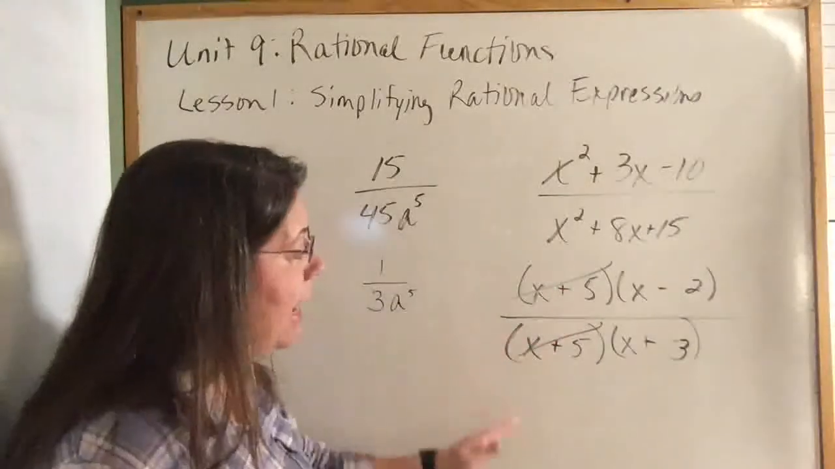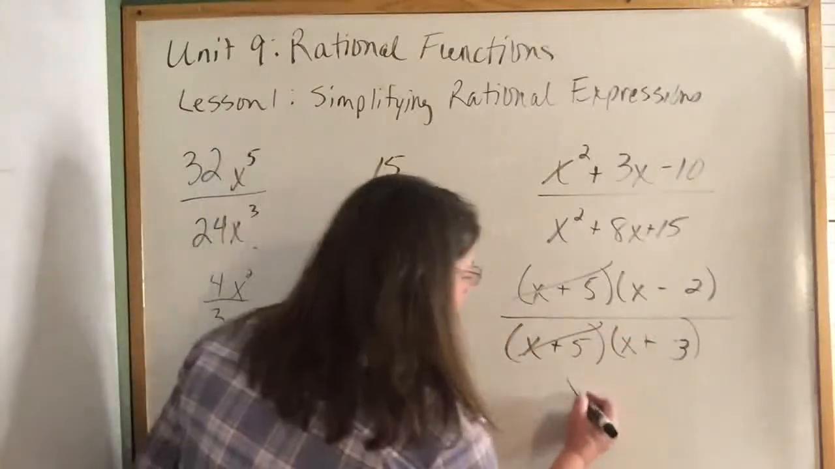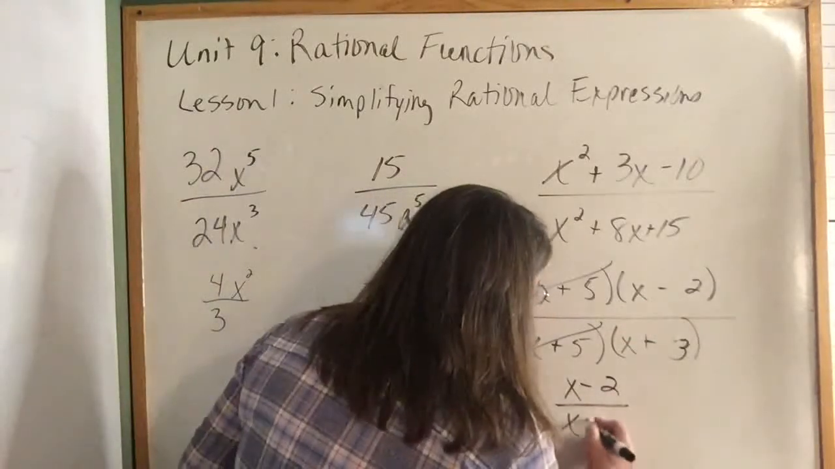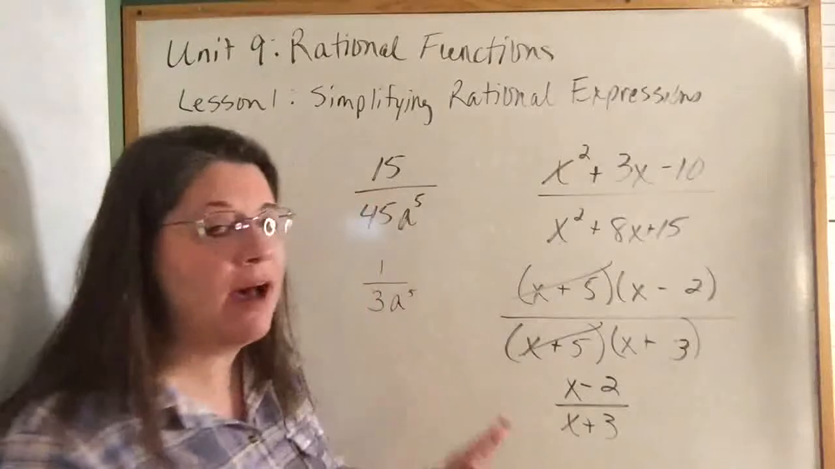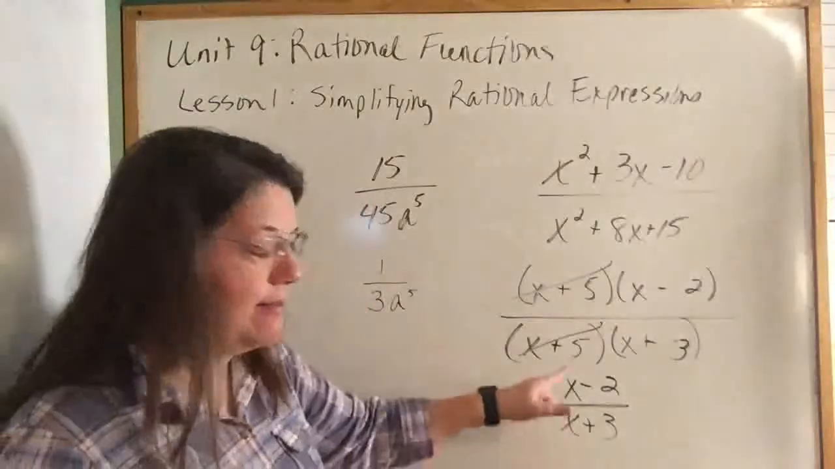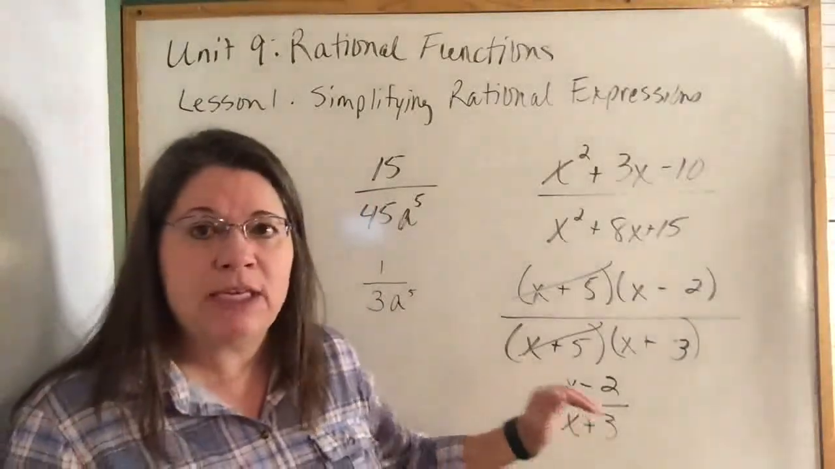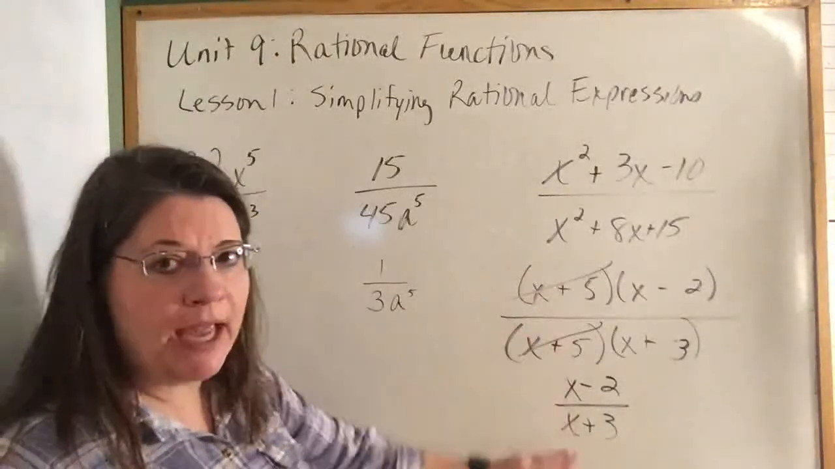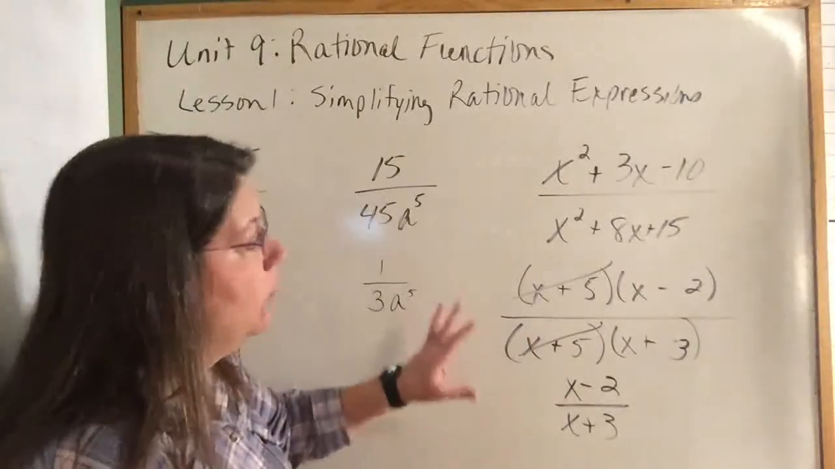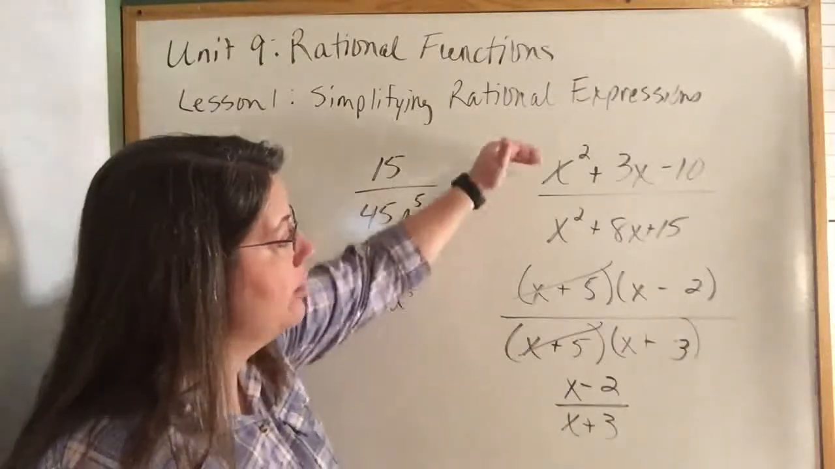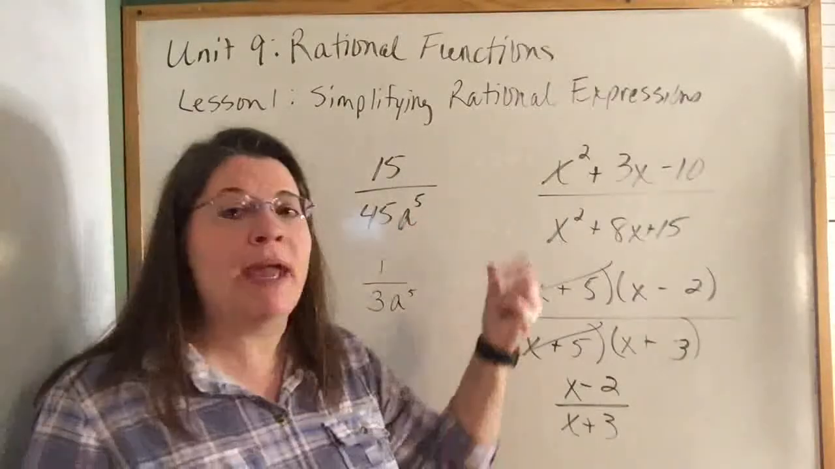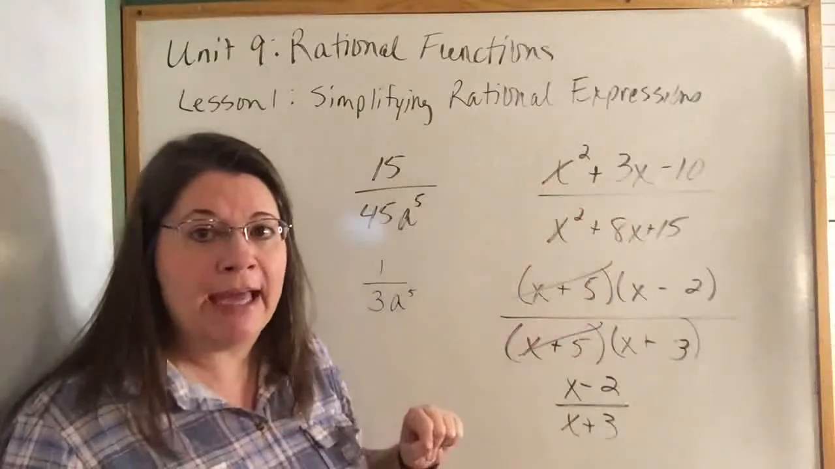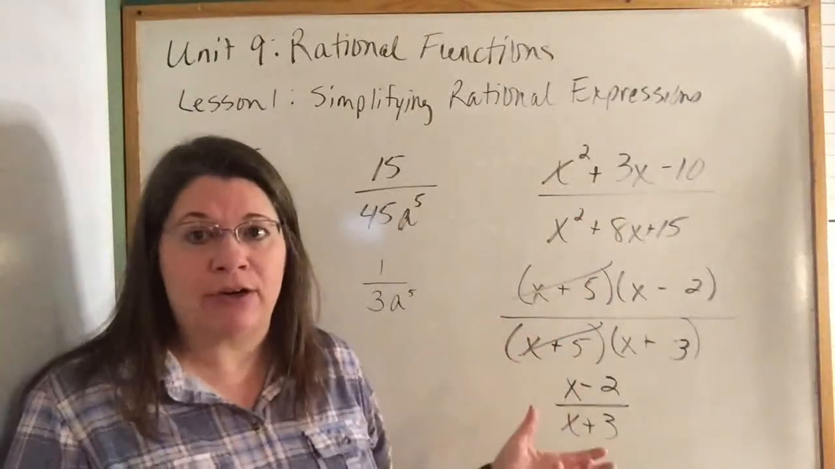You cannot factor, like here, we have the x minus 2 over x plus 3 left. You cannot factor out the x's. That's completely wrong. If it's attached with addition or subtraction, you have to keep it. There is no way to cancel those out. So the only way to cancel when you have a rational expression is if you make factors out of what you had and cancel entire factors.